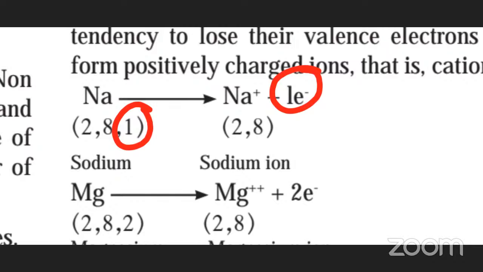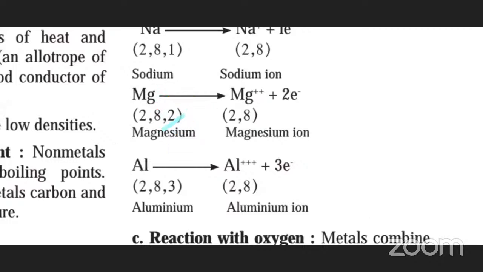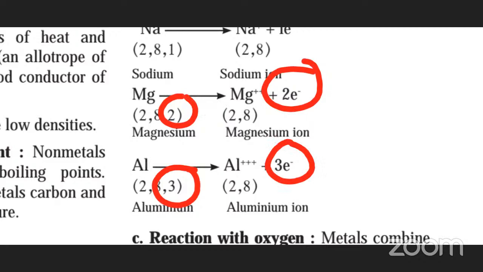So this is a property of metals that whatever electrons are present in the valence shell are donated. Donate हो जाएंगे, ठीक है? तो एक shell में एक electron था तो एक electron is donated here. And if you see this magnesium, it has two electrons in the valence shell. So these two electrons are removed, right? This aluminium has three electrons in the valence shell, so three electrons are removed, right? Understood? Have you understood this? Any doubt?